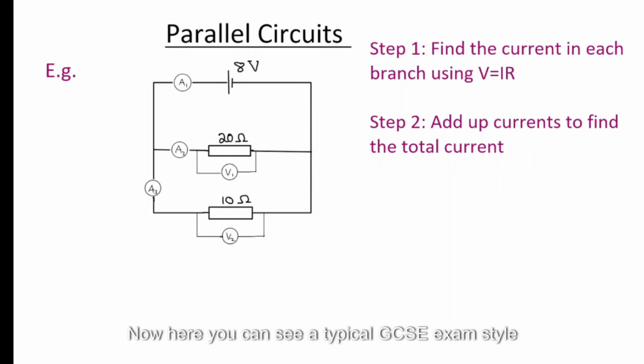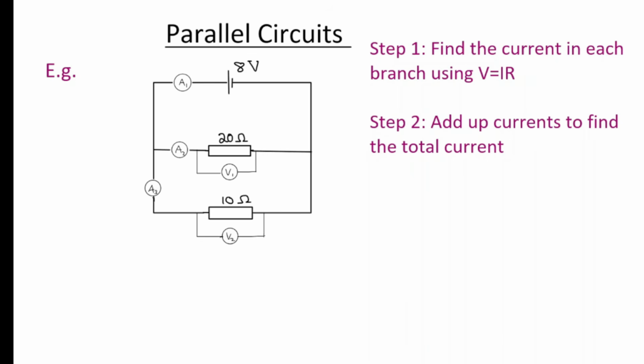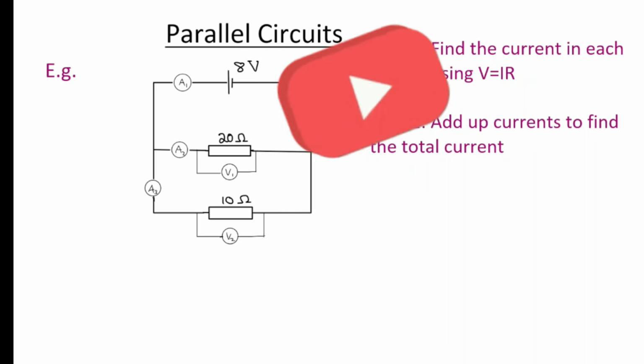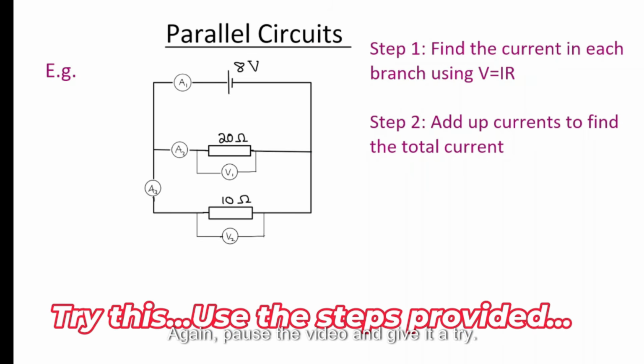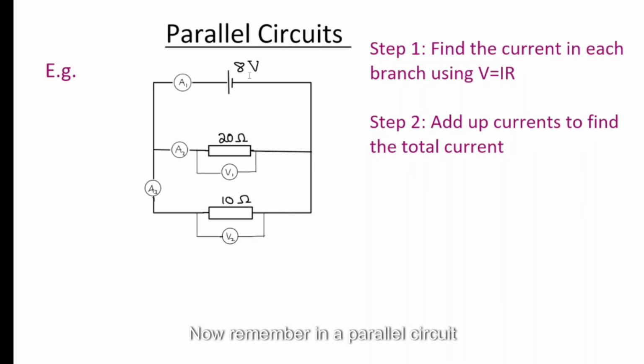Now here you can see a typical GCSE exam style parallel circuit question. Again, pause the video and give it a try. When you're ready for the answer, you can press play. Now remember, in a parallel circuit, the voltage across each branch is the same. So this is 8 volts. Obviously, voltmeter 1 is 8 volts. Voltmeter 2 reading is also 8 volts.